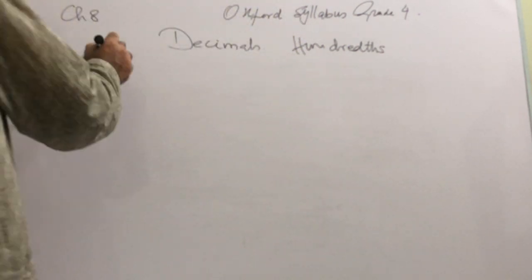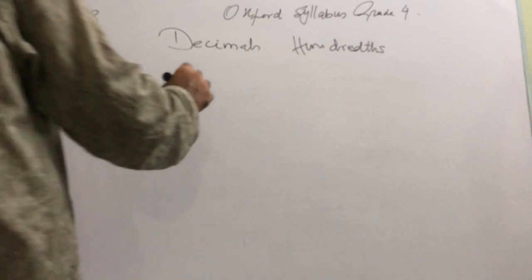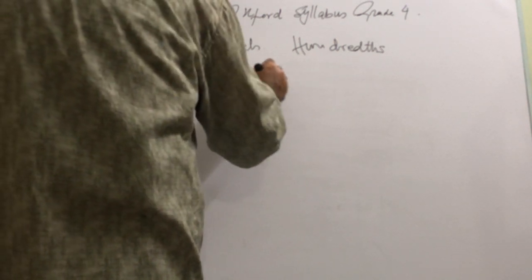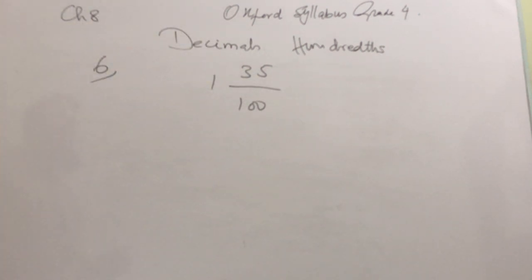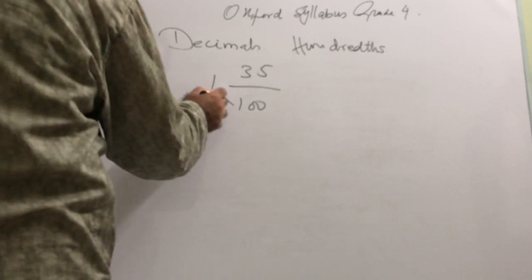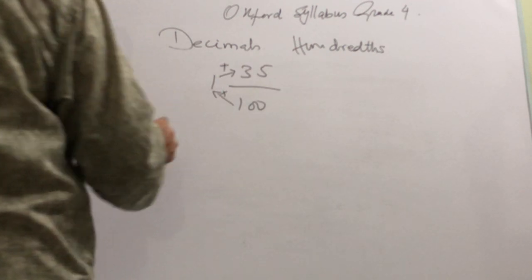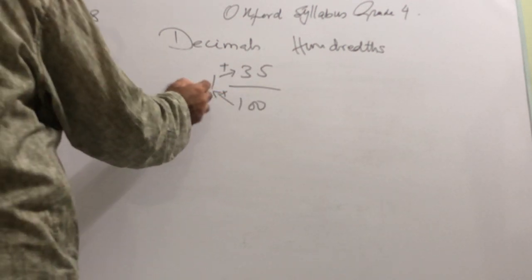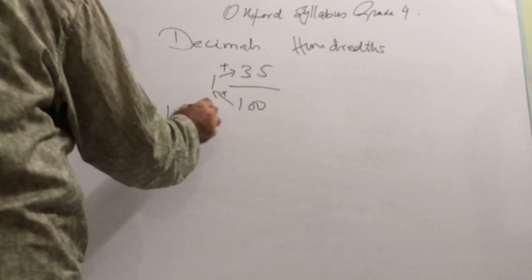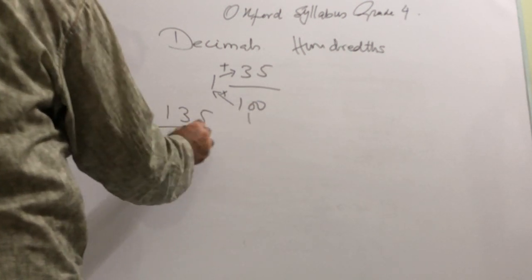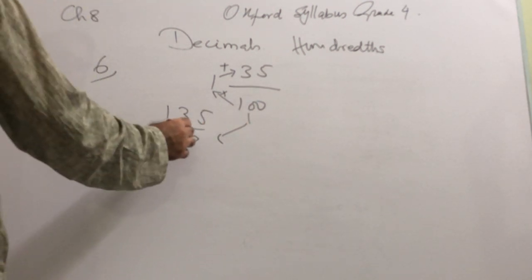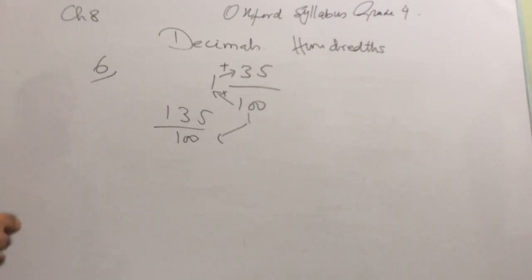Page number 159. Question 6 says, can you express one whole number 35 over 100 as a decimal? This is a mixed form of fraction. First we need to convert it into an improper fraction. How? 100 will be multiplied with 1. Then to the result we will be adding 35. 100 times 1 is 100 plus 35, 135. The denominator remains the same here. Okay, this is the improper fraction form.